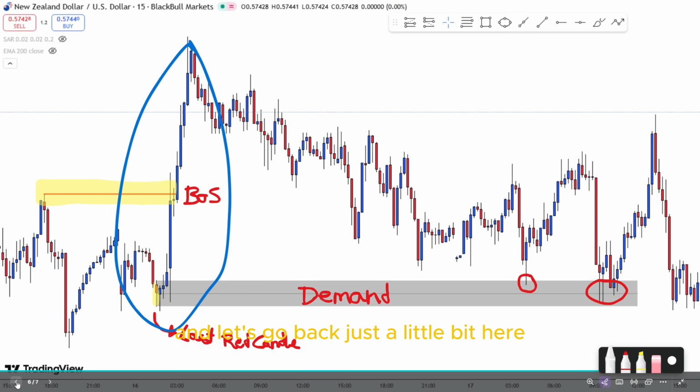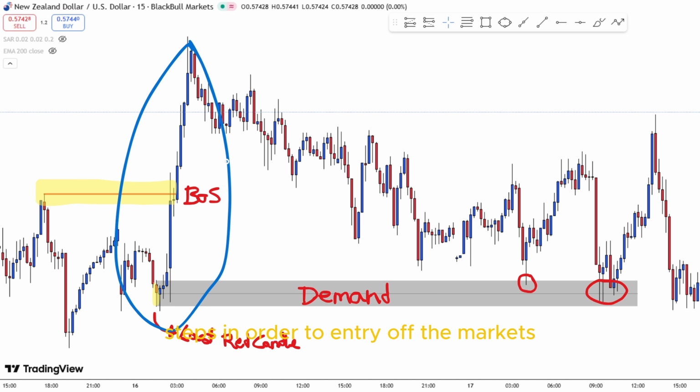And let's go back just a little bit here. In our example, you have now 3 steps in order to entry off the markets, which is pretty simple once you spot a supply and demand zone, which is also very easy to spot if you are patient and wait for strong moves like this to happen, okay?